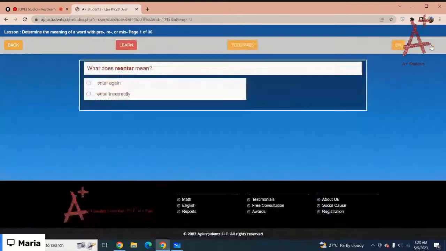Let's just start with the test questions. Okay, what does re-enter mean? Enter again, enter incorrectly. Which is the correct option? Re-enter. Re means again, so it would be enter again. Got it? The correct option is option number 1. It would be enter again.